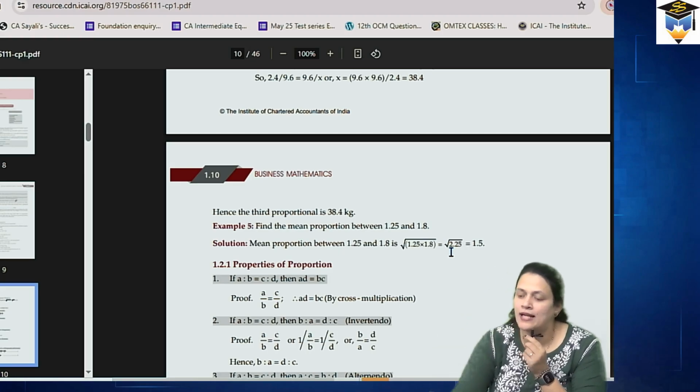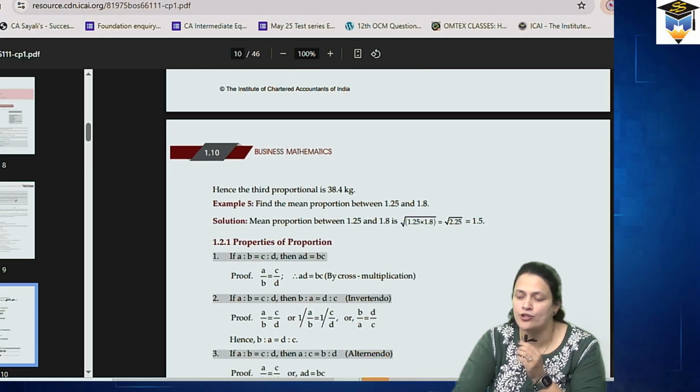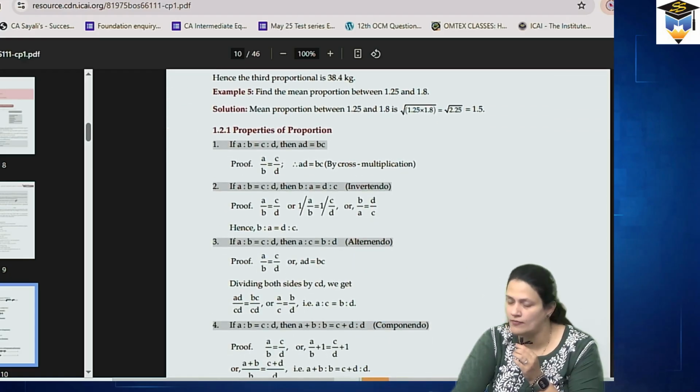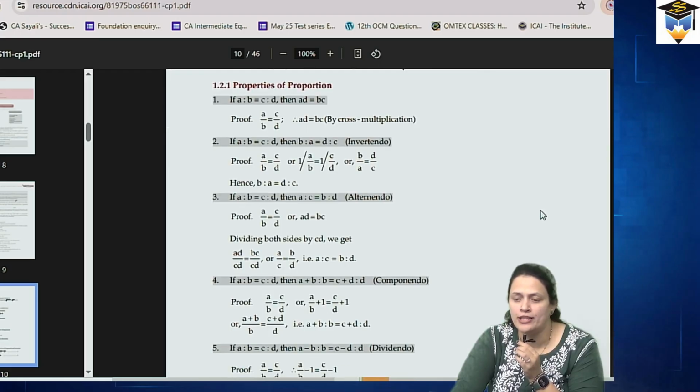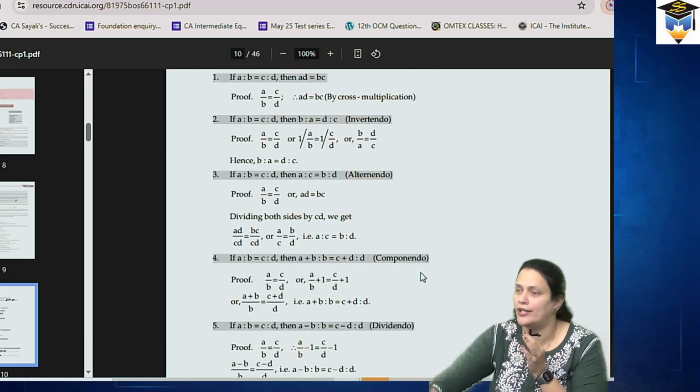Now the next part is very important, that is properties of proportion. So when we talk about properties of proportion, do you remember, I think in 9th standard you had studied this? Invertendo, componendo, dividendo, in 10th or 9th standard? Not 8th for sure. 9th or 10th, I think it will be 9th. Okay. So now what is invertendo?